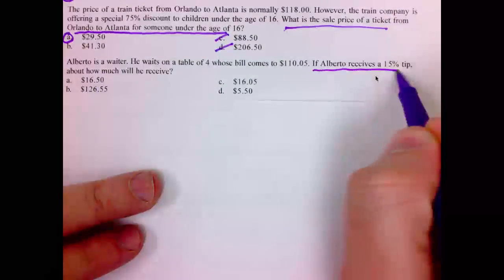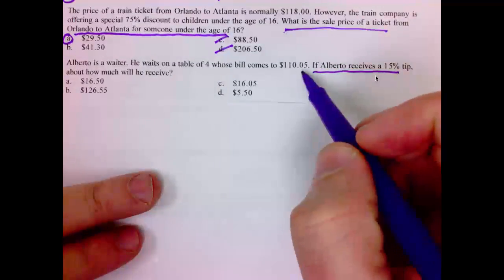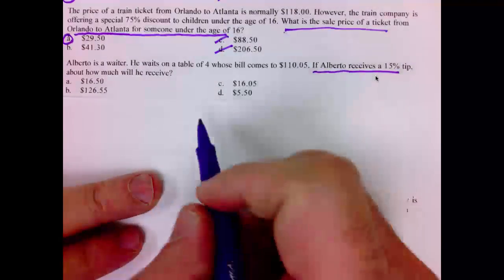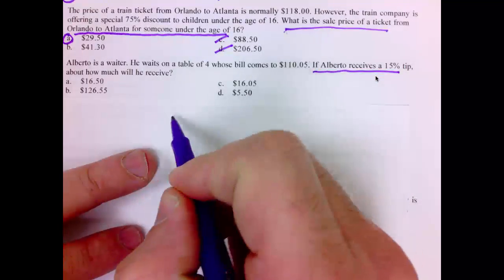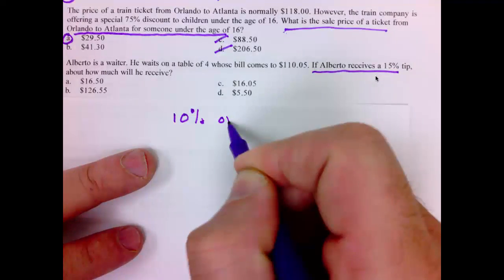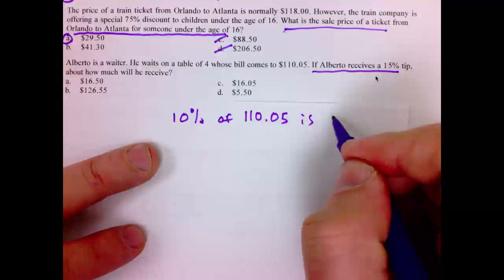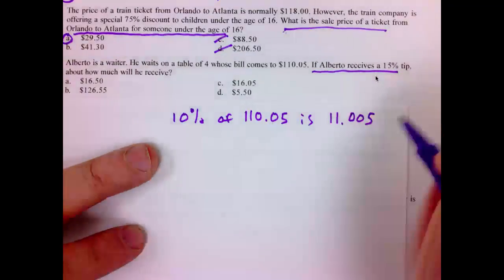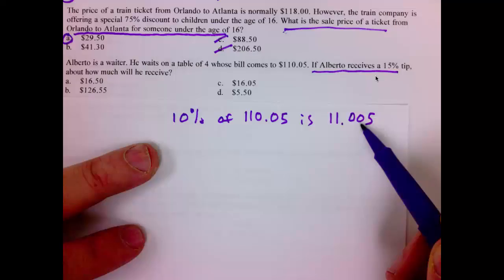If Alberto receives a 15% tip, how much will he receive? It says the bill is 110.05. We could multiply 110.05 times 0.15, but let's use our estimation of 10%. And in fact, this time an exact value of 10%. Well, 10% of 110.05 is, we just move the decimal one place to the left, 11.005. Well, since we're talking about dollars and cents, I'm just going to cast out this 5. It's $11.